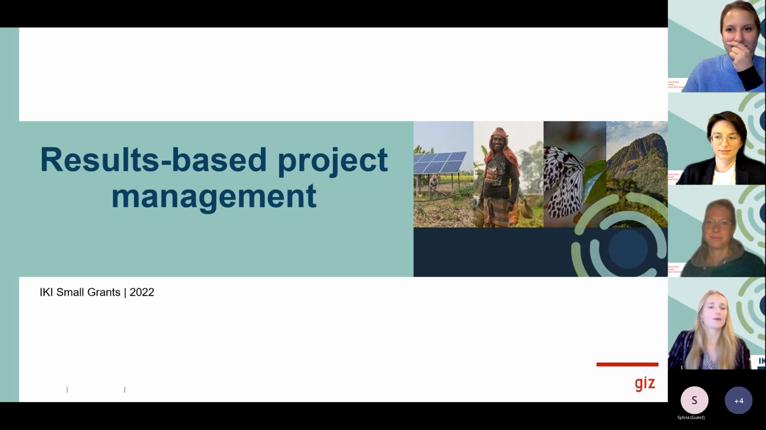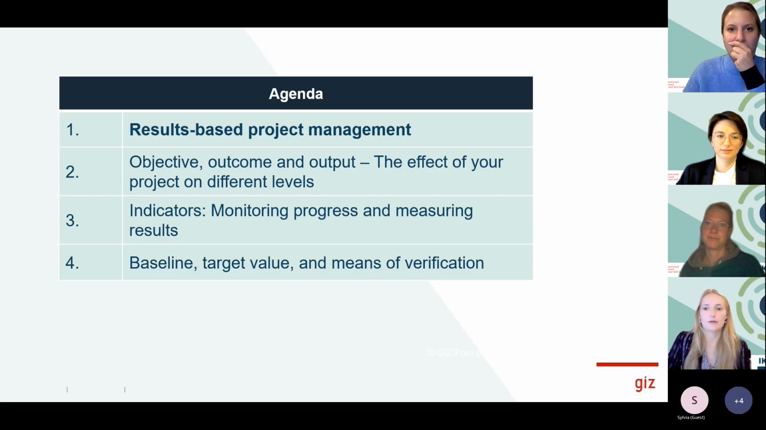A warm welcome again, everyone. The IKI Small Grants team is so happy to have the session with you today on results-based project management. In this session, we will dive deeper into the main buzzwords of a typical results chain logic. We will look at the objective, the outcome, and the output, which means the effect of your project on different levels, as well as the indicators and how these help to monitor your project progress. And last but not least, also the baseline, target value, and means of verification.